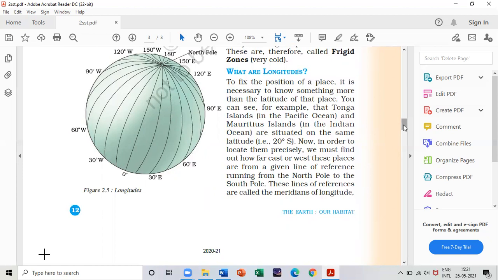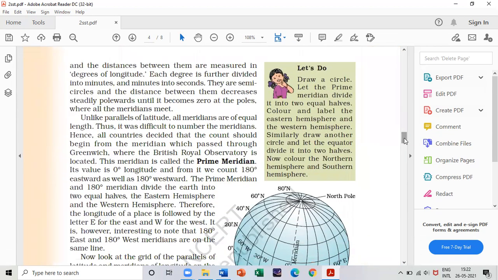Here you get the examples, and examples are very important for your MCQ. So carefully read the paragraph and underline all the examples. Here you get the degrees of longitude. Each degree is further divided into minutes, and minutes into seconds. So here you get what you mean by degrees of longitude.